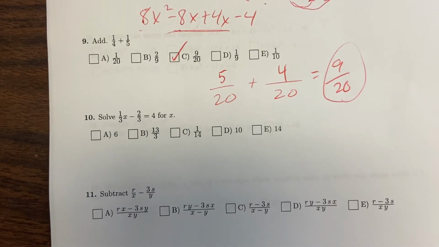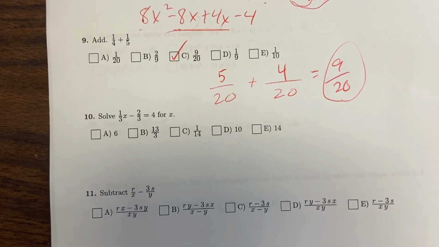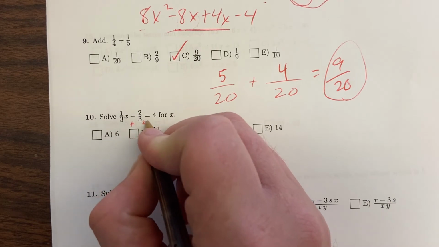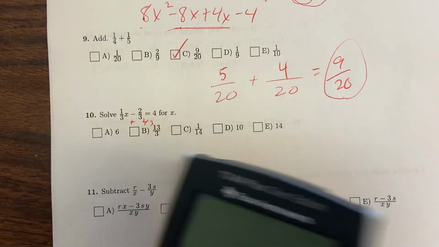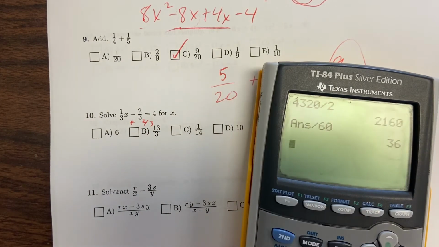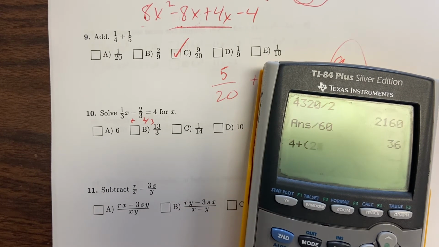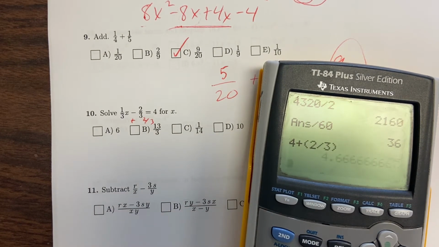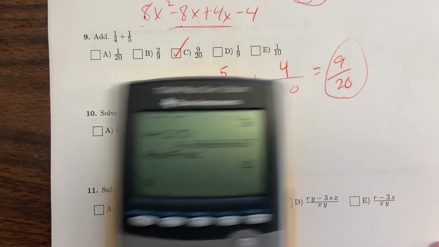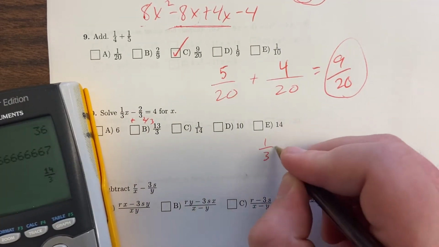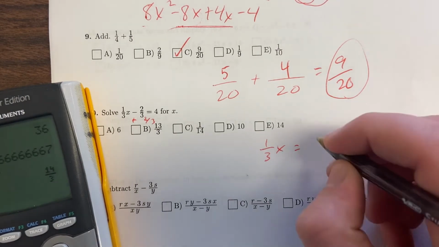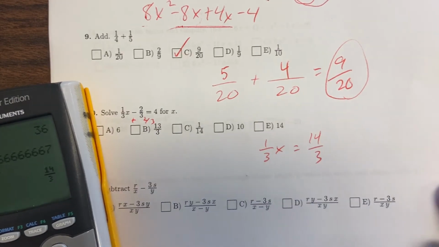Ooh, number 10, we got some fractions here. Honestly, what I would do, you have a calculator. I'm not going to look to clear these things. Just go ahead and use your calculator. So I'm going to add the 2/3 over. So in my calculator, I'm going to say 4 plus 2/3. You can turn it into a fraction if we want. So now we're left with the 1/3 x is equal to 14 over 3.